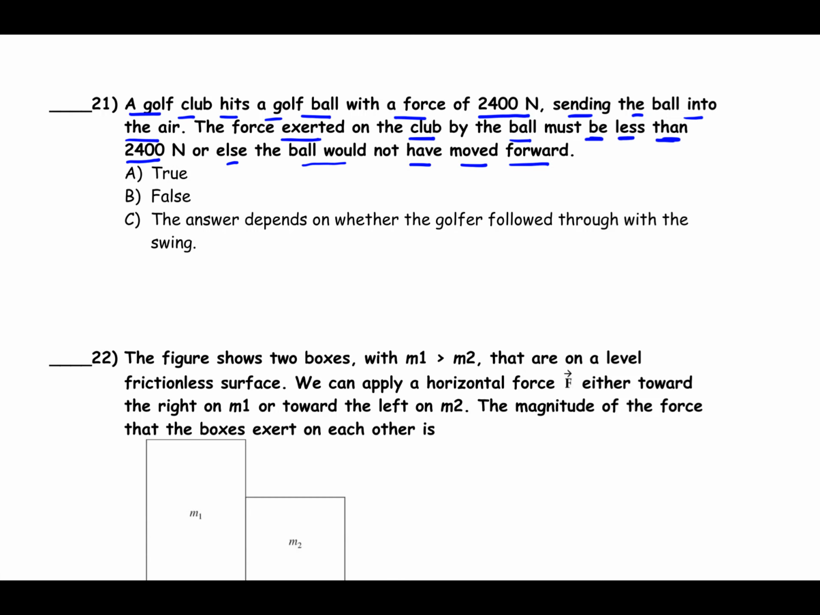Guys, for any action there is an equal and opposite reaction. So this sentence is false because both forces are exactly equal. So the answer is letter B.